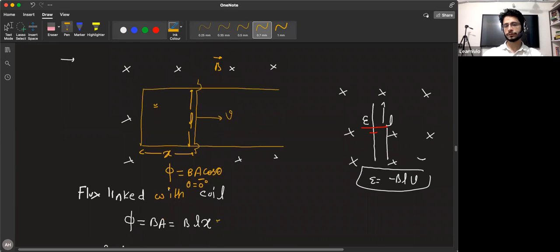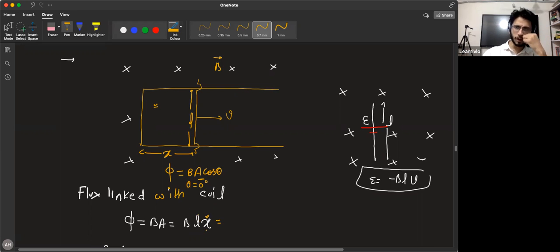This is the flux. Now, is it a constant flux or a variable flux, Hishma? Is this BLX a constant or a variable flux? Sir, it varies because of area. It varies because of X, right? Yes, the area varies, and the area varies because of this X. This X is variable, so it's a variable flux.